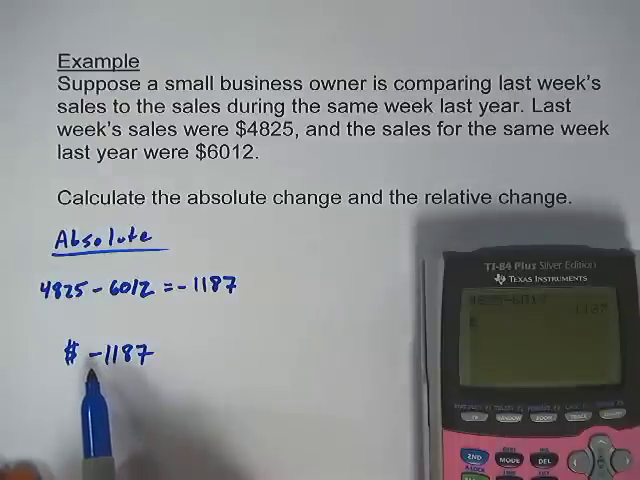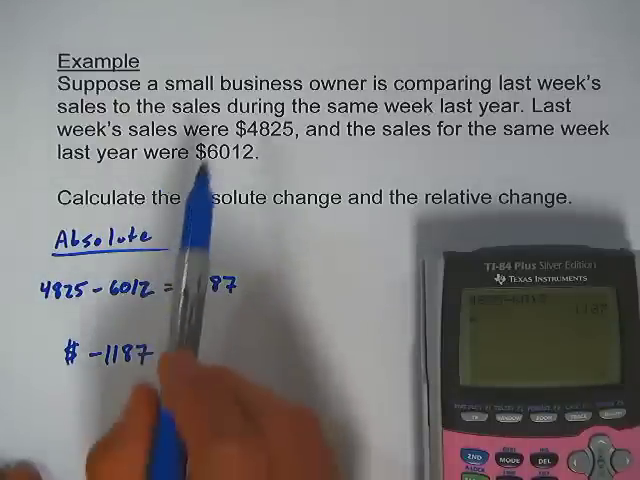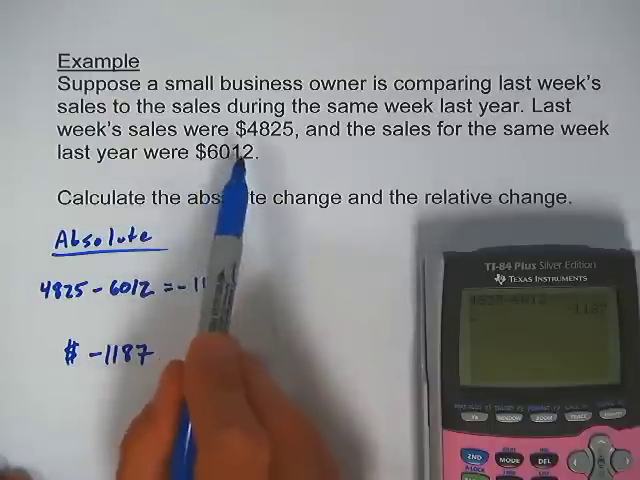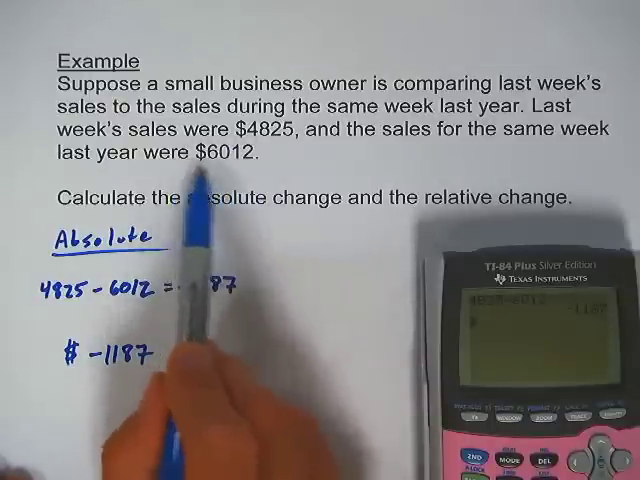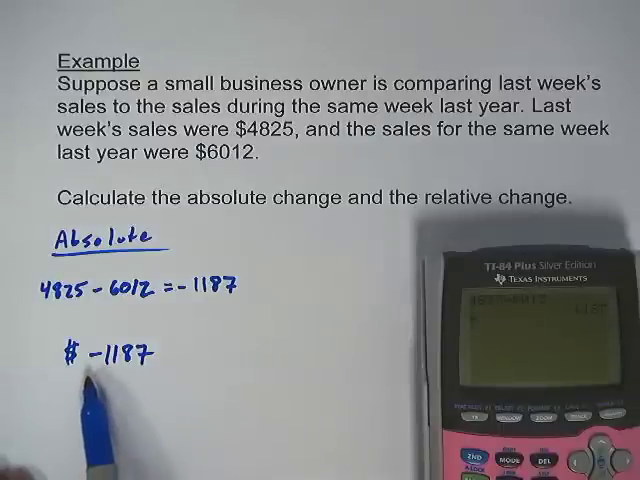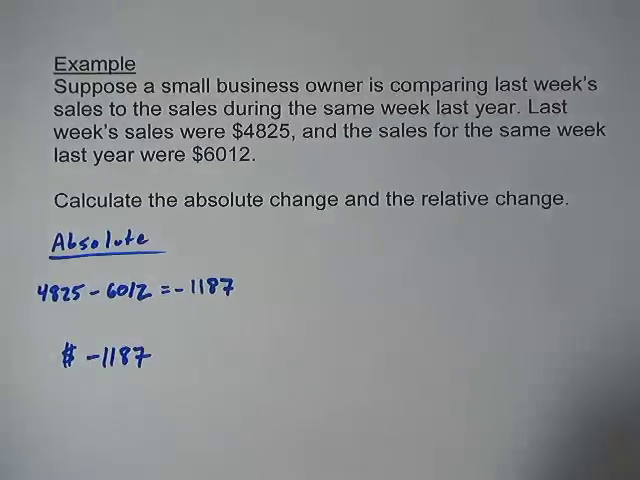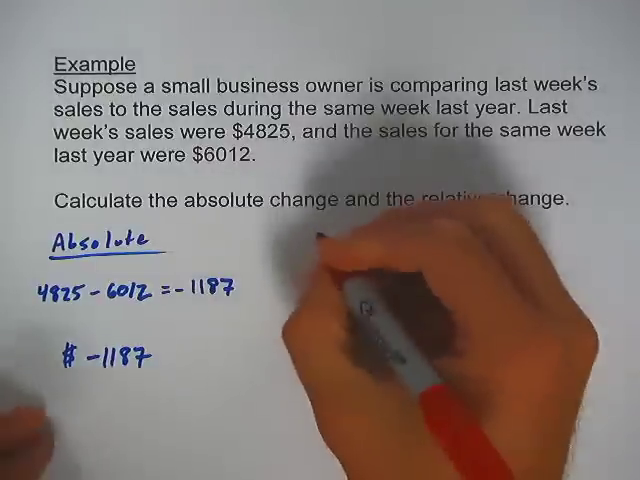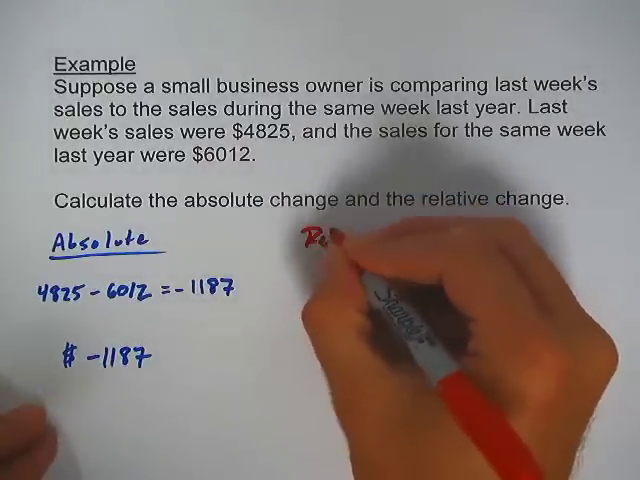So this is negative, which means that last year this business owner made more money in that specific week than this year. So again, we need to make sure we have that negative on there. That shows that we have a decrease. Okay, so now let's calculate our relative change.